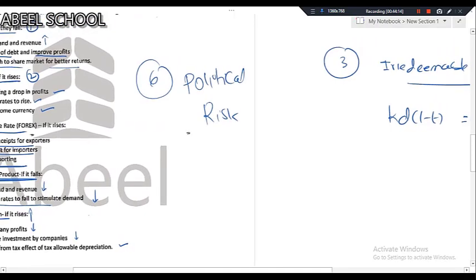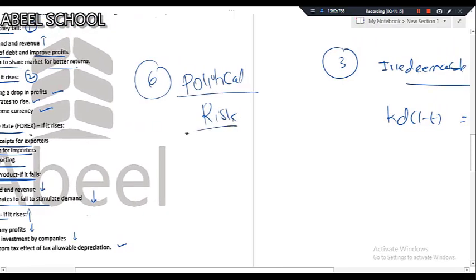Obviously, if your country has political stability, it will have a really good impact on your business. If in your country or any country there is political unrest, obviously political unrest is not going to have a good impact on businesses. So altogether, there are 5 economic variables plus 1 political factor.